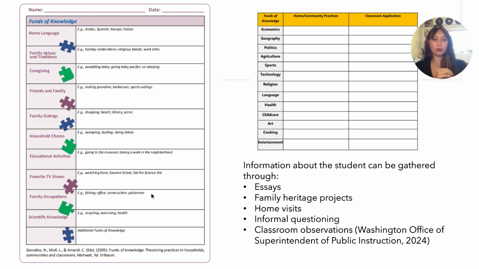So here I have a couple of examples of graphic organizers you could use to get to know the students. This could be an assignment where you're just trying to get information about the student from the student. This could be something that you fill out during a home visit. And here are just some of the examples I stated on the last page of how information can be gathered.